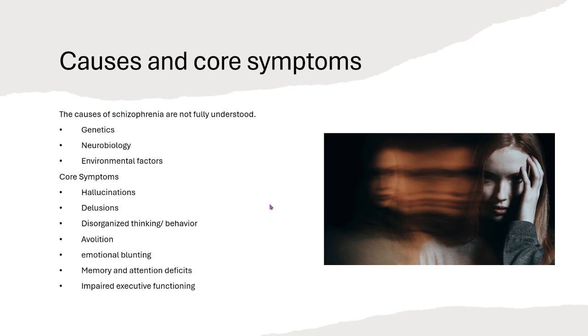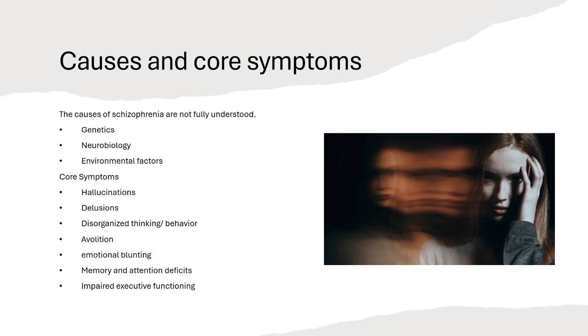Okay, so the causes and core symptoms. The causes of schizophrenia are actually not completely understood yet. However, it's believed that it's a result from multiple factors, including genetics, neurobiology, specifically the brain chemistry, and then environmental factors, which can include stress, malnutrition, and then also heavy substance abuse.